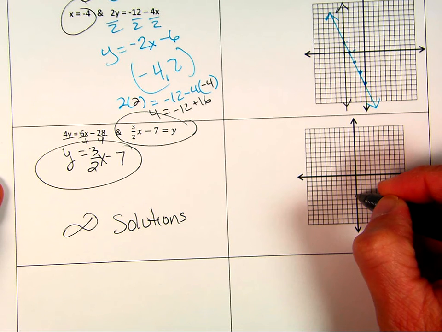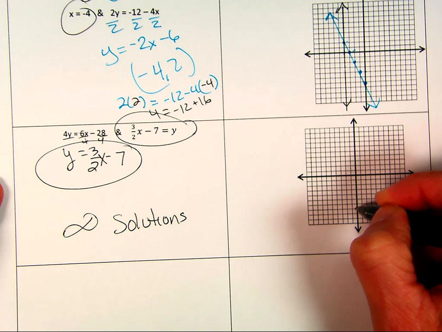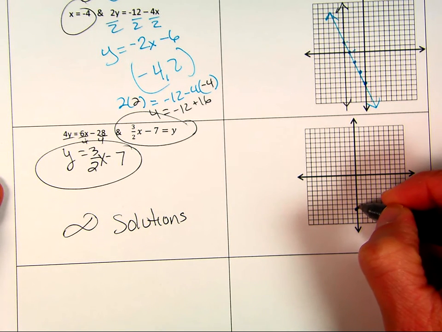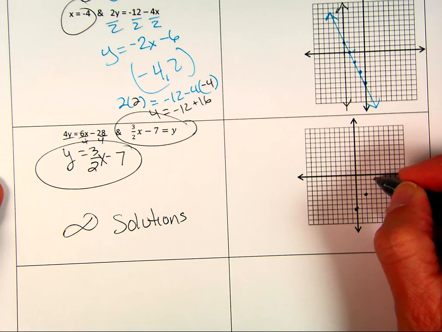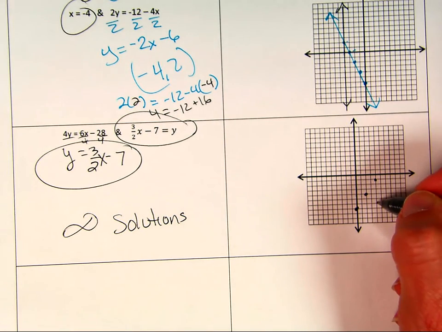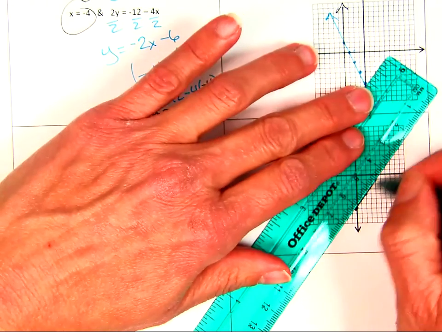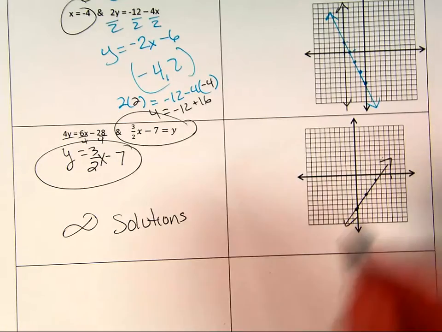So let's see, that's 7, so 10, 9, 8, 7. That's a 10 by 10 grid. That's how I can do that. 1, 2, 3, 1, 2. And I can just connect the dots. And I don't have to graph 2 lines. It would look the same if I graphed 2 lines. So my answer is infinite solutions.